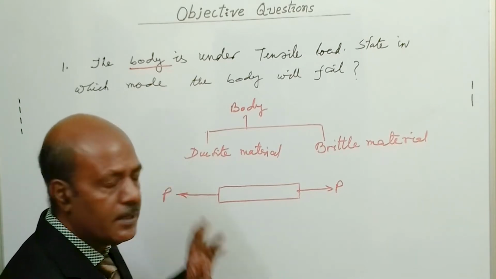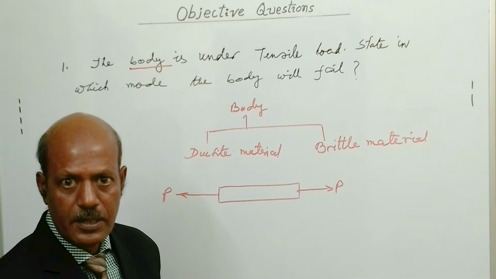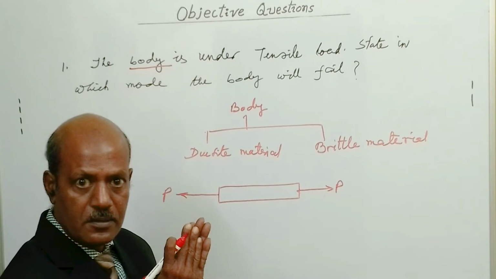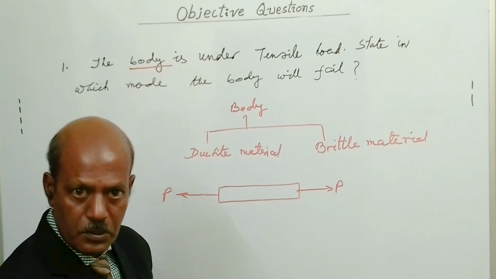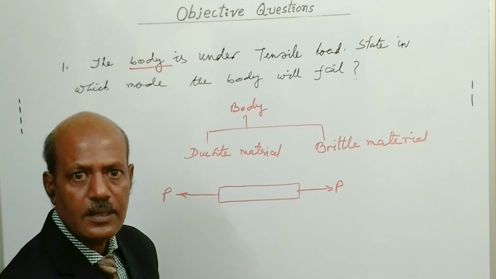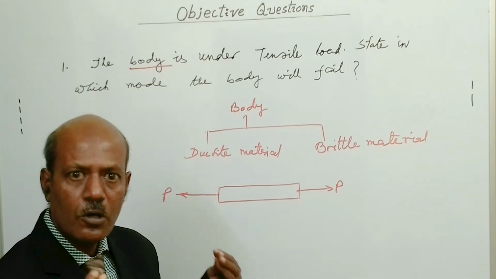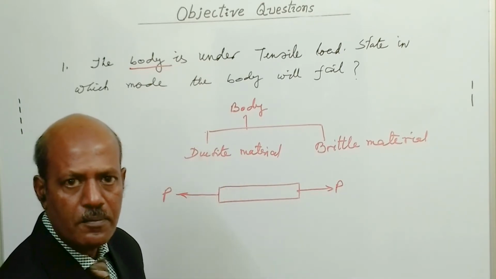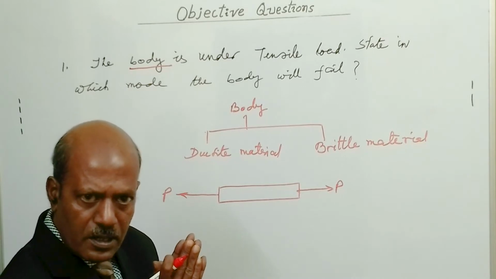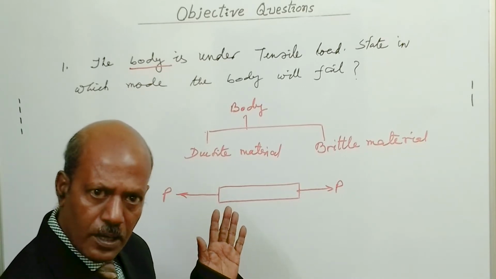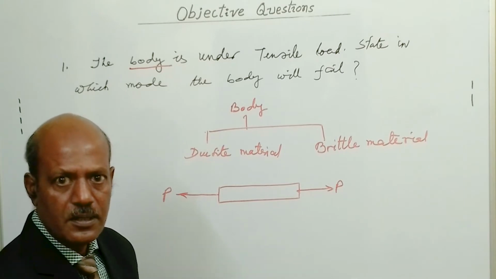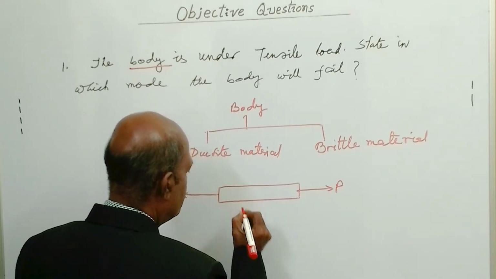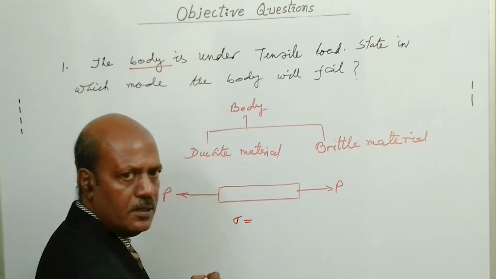So first we are taking ductile material. So we know in ductile material, the body elongates more before failure. But in case of brittle material, there is very little deformation or no deformation at all before failure. In the case of ductile material, the body elongates more before failure, so that we have seen in the stress strain diagram.